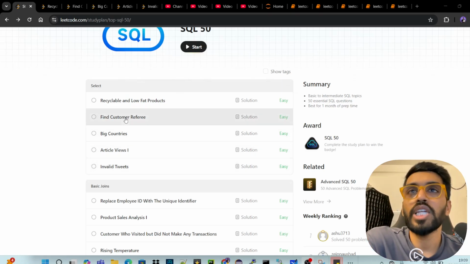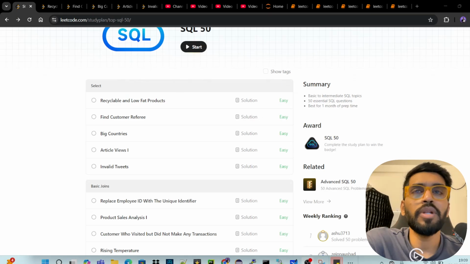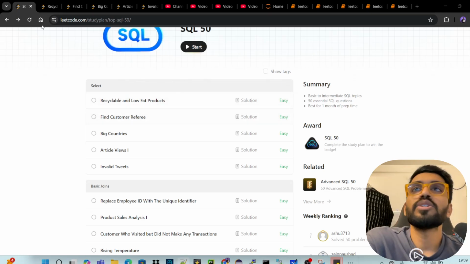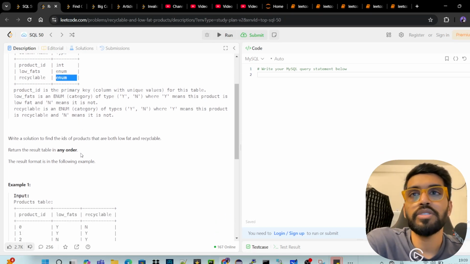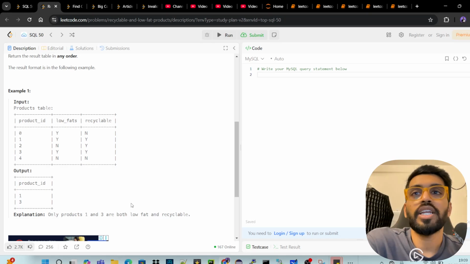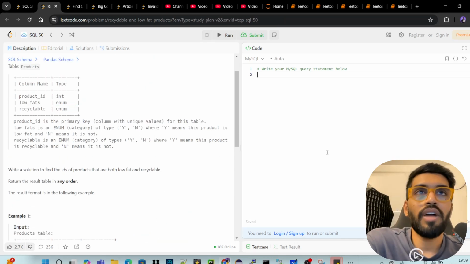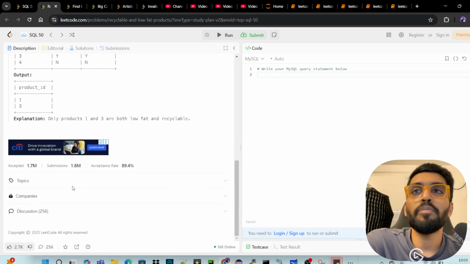Okay, the very first question, recyclable and low fat products. Let me just go here. When you open it, you will get this. On the left side you will have the question, table structure, key schema, expected input and expected output, and on the right side you have the compiler. You can write the code and execute it, and also submit your answer here.